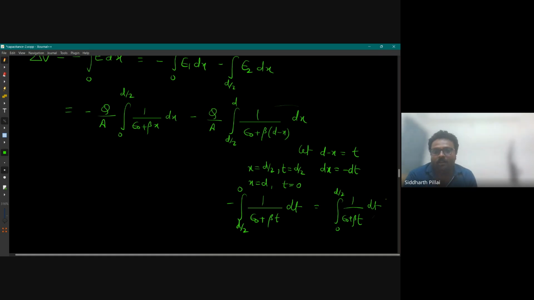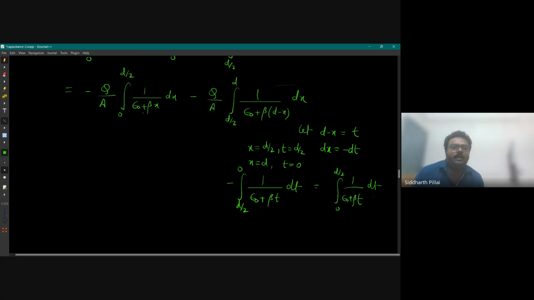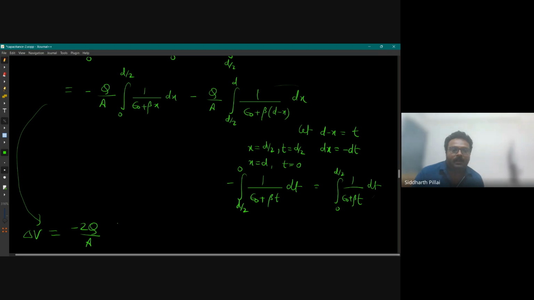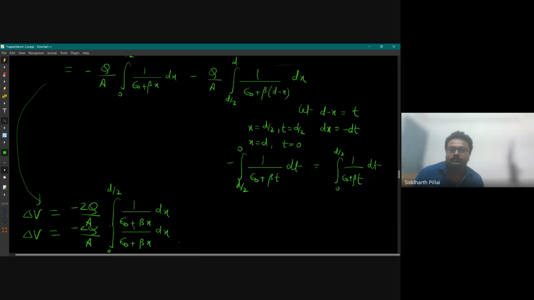So whether I write t or x, it doesn't matter, which means it is identical to the first integral. So therefore, I can replace the second with the first one. So this just becomes 2 times the first integral. Continuing from here, I will get delta V equals minus 2q by A into the integral from 0 to d by 2 of 1 by (epsilon naught plus beta x) dx.